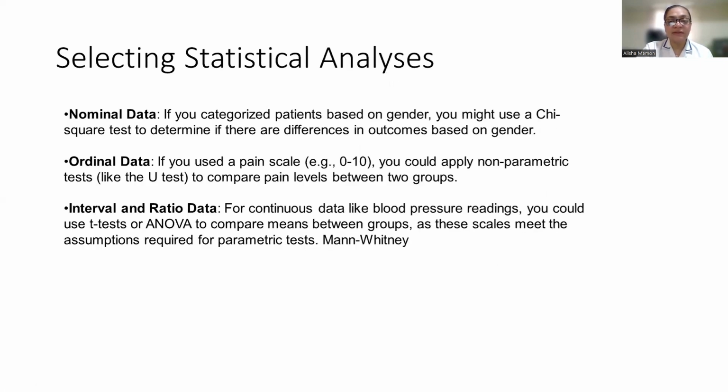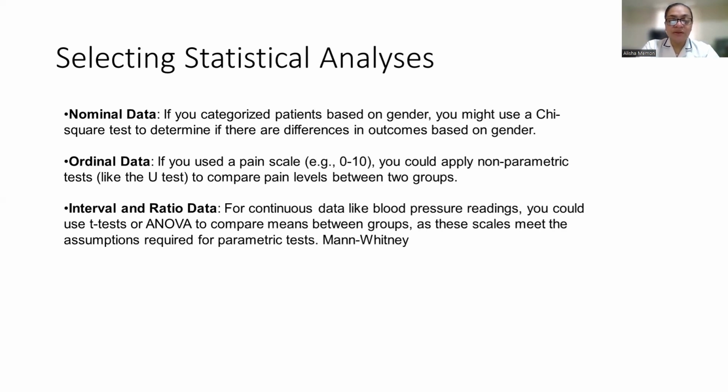Coming to selecting statistical analysis, how these scales can help us choose a statistical test. For example, when we talk about nominal data, if we are categorizing patients based on gender, we may simply use a chi-square test to understand the differences based on gender. Ordinal data, if we use a pain rating scale, we can use a non-parametric test like the Mann-Whitney U test, where we can compare pain levels between two groups.